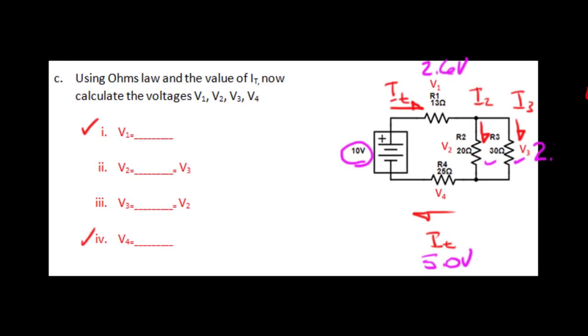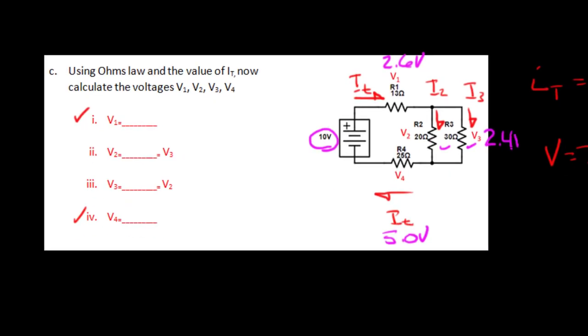Now, because this branch is parallel, you're going to notice that V3 and V2 are equal. And I've written that up here for you. So let's fill out our answer sheet. A quick recap: V1 we compute by taking the total current times the resistance. That ends up being 2.6 volts. V4, total current times the resistance of 25 ohms, ends up being 5 volts.